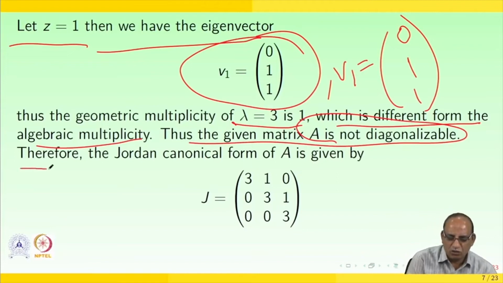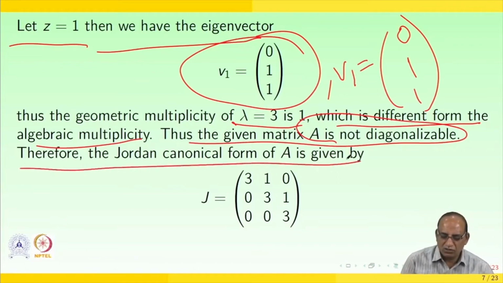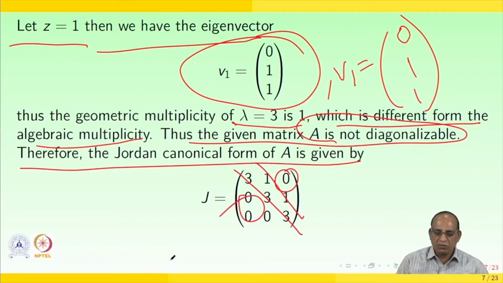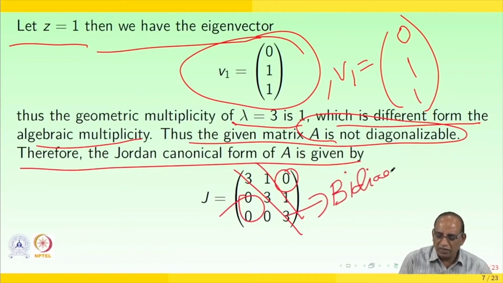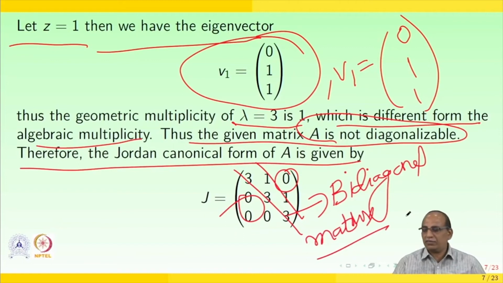Therefore, we can write the Jordan canonical form of the matrix A. You will have the eigenvalues on the diagonal, a 1 on the superdiagonal, and the rest are all zeros. So you get what we call a bidiagonal matrix.